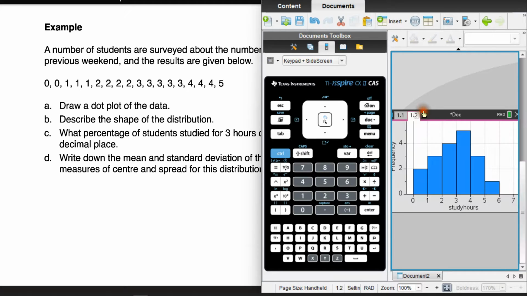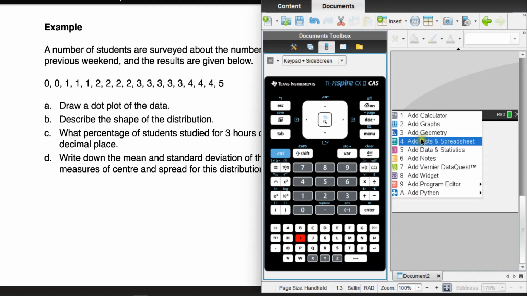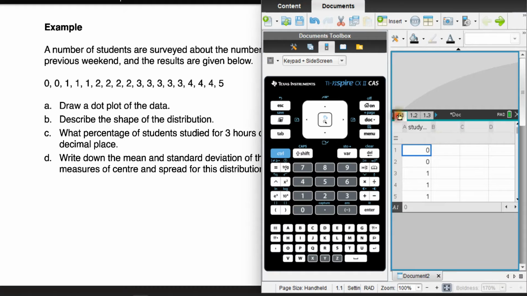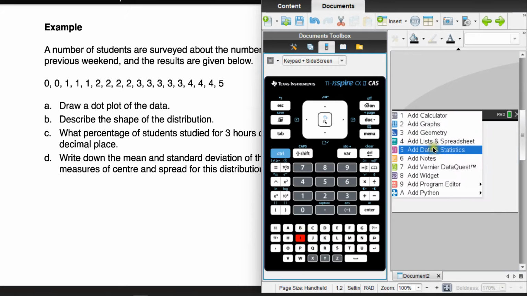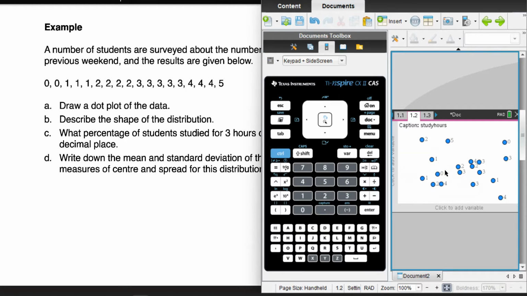Actually, I'll do that here. So if I go Control I, it's lists and spreadsheets. You need to open one of those up. Label your columns. Don't forget to do that, and then put your numbers in. Once you put your numbers in, you go Control I. You're going to get data and stats. Then you get your random dots here.